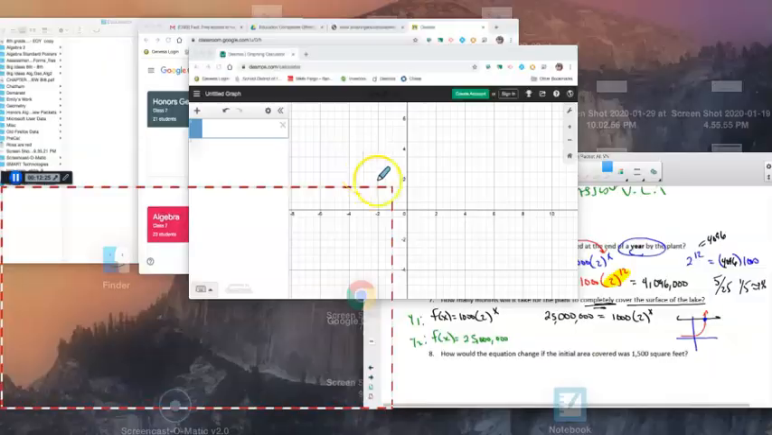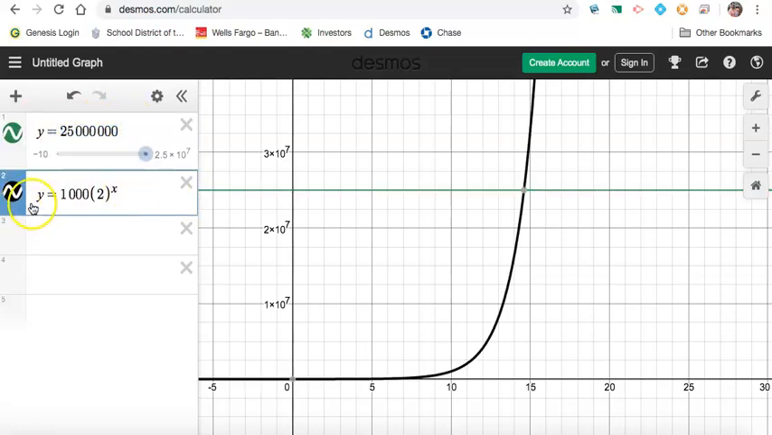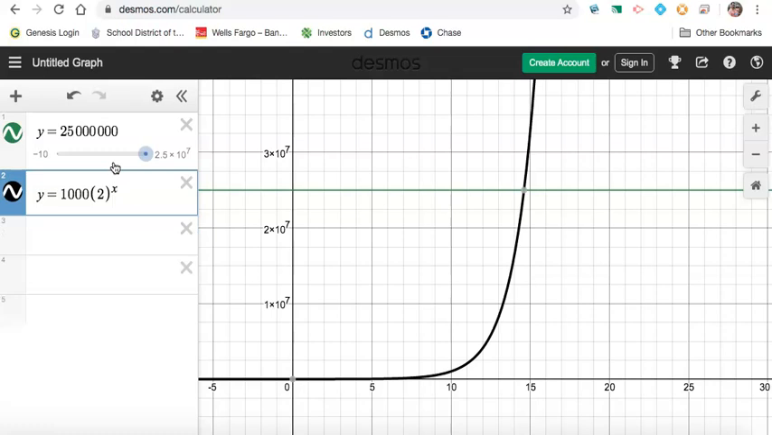So I'm going to go to Desmos. My video is skipping a little bit, so I had to make a few adjustments. In here, you're going to put in y equals 25 million. Then for your second equation, you do y equals 1,000 times 2 to the x power. To get the x power, you press shift 6, which will give you the exponent, and then you can do 2 to the x power.